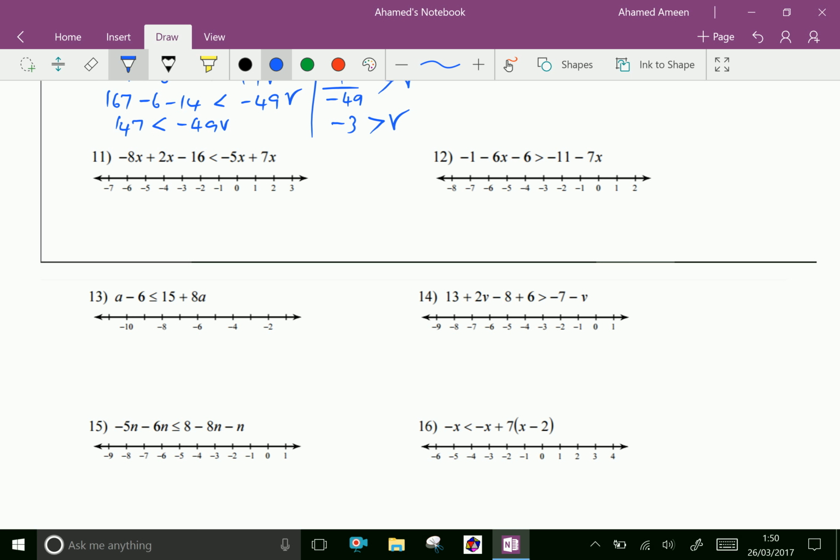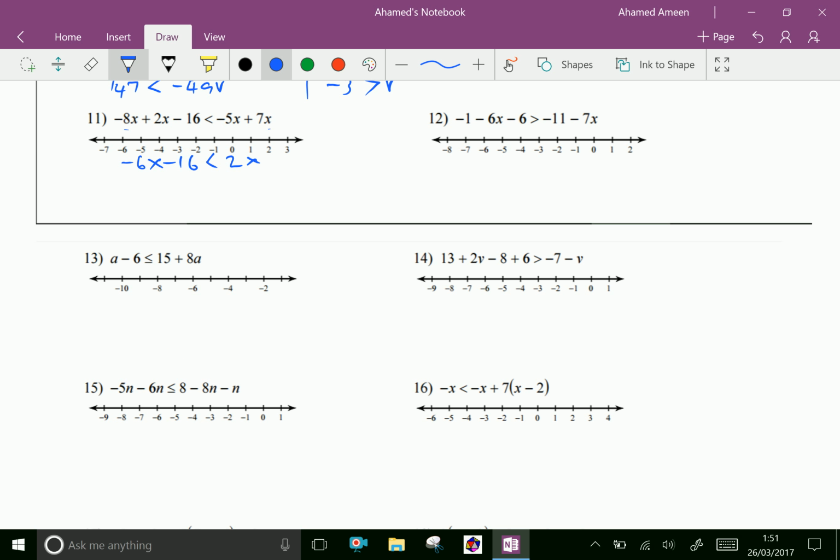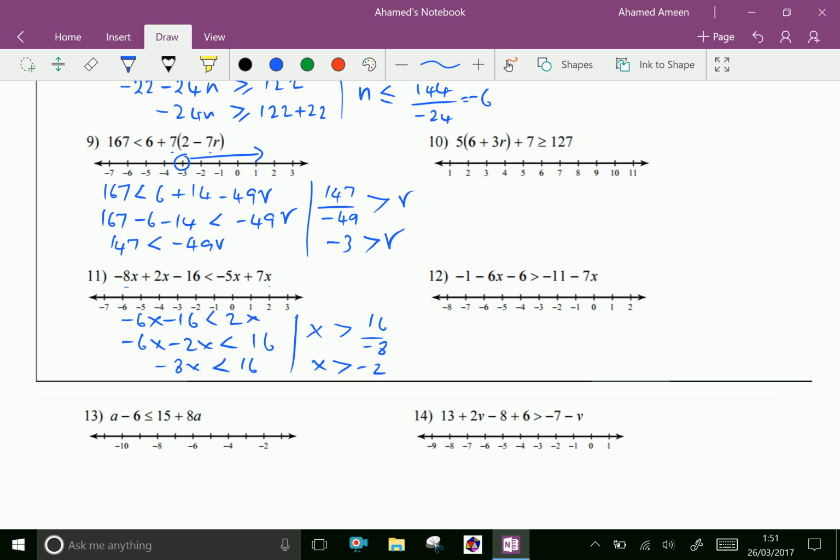Minus 8x plus 2x minus 16 is less than minus 5x plus 7x. Minus 8x plus 2x is minus 6x. Minus 16 is less than minus 5x plus 7x, which is 2x. Then collect variables on one side and numbers on the other side. Minus 6x minus 2x is less than or equal to 16. Minus 6x minus 2x equals minus 8x, less than 16. Therefore, x is greater than 16 over minus 8. Therefore, x is greater than minus 2.